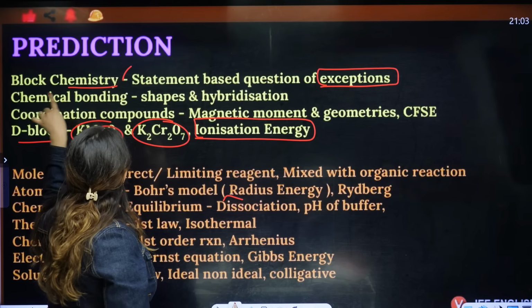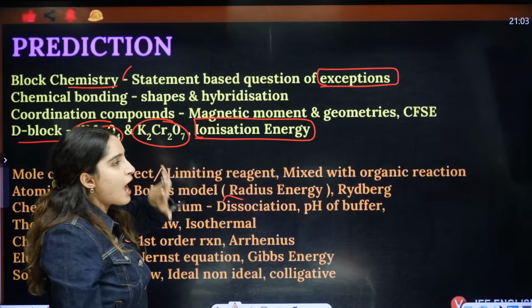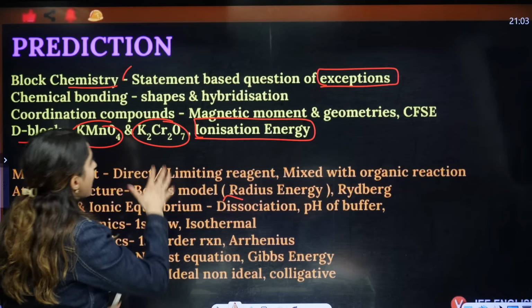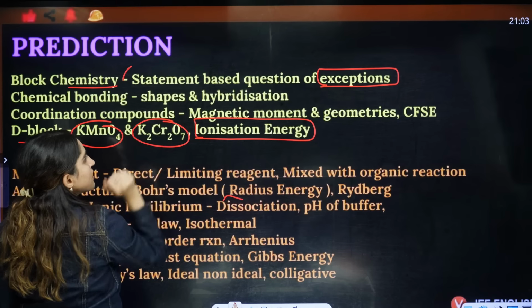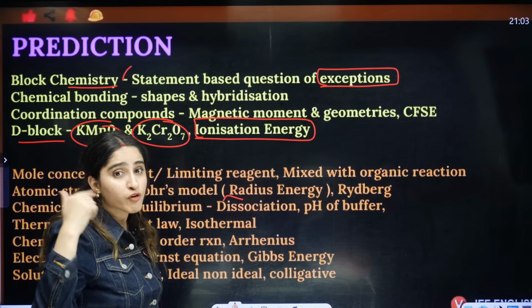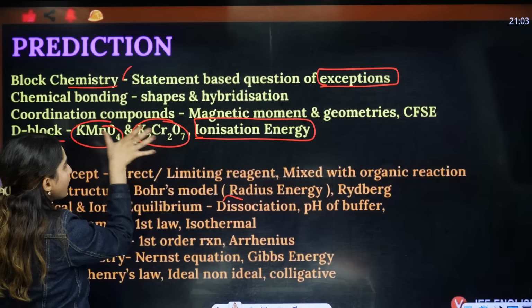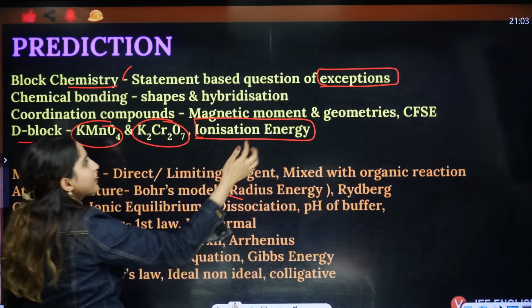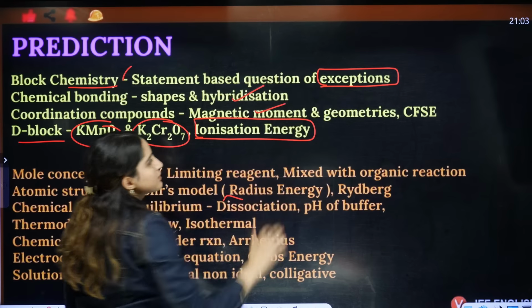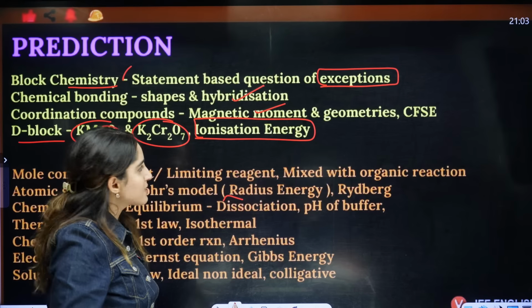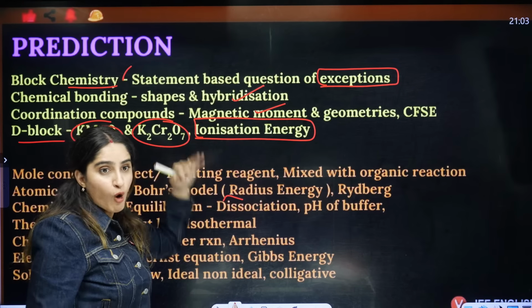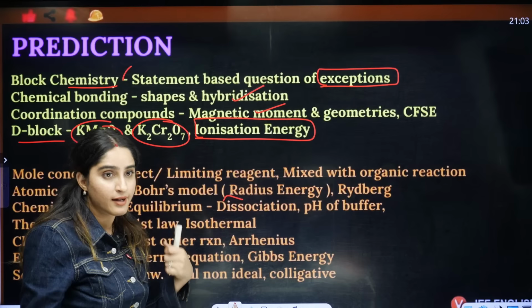Then if you see chemical bonding, shapes and hybridization, either they will ask more questions on this part and this part. This is what the pattern is. From the pattern, what we have understood is, either they are asking more questions from this part and this part, or from that part and that part. So these are the 4-5 topics where they are revolving here and there, right?